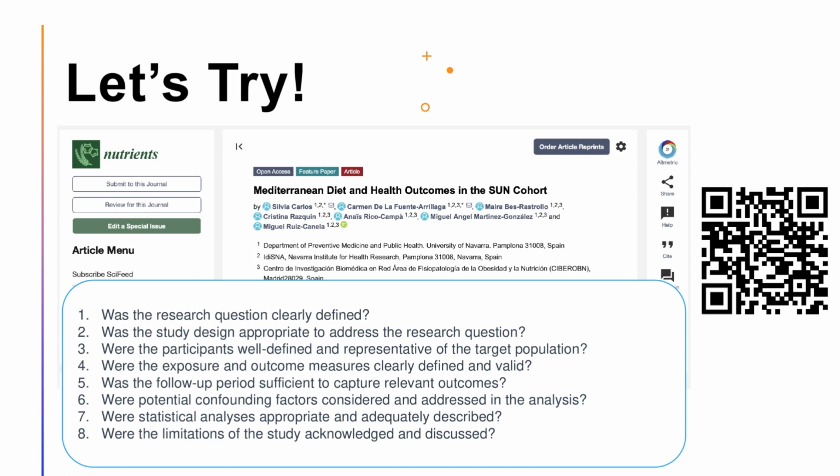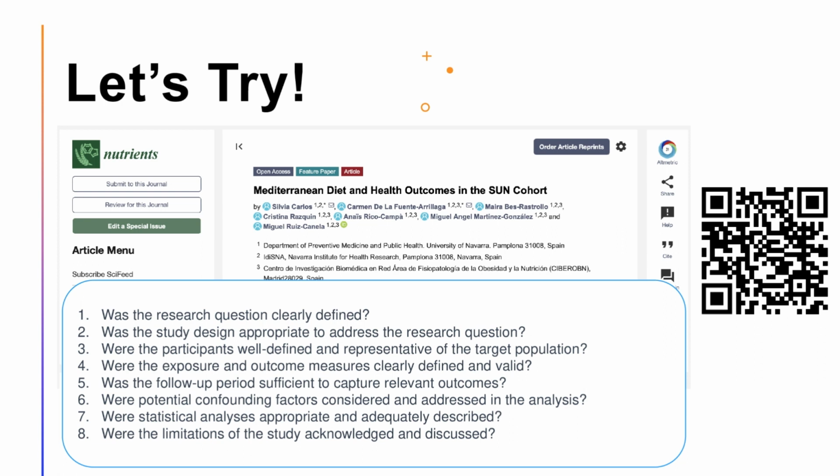Second, was the study design appropriate to address the research question? So they actually use a prospective cohort design. So it's suitable for examining association between exposures and health outcome over time. So in this case, we can say the design is appropriate.